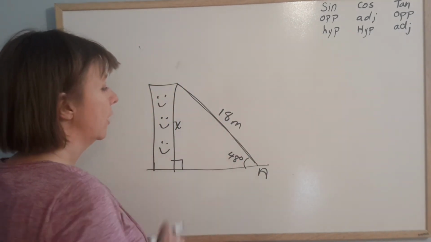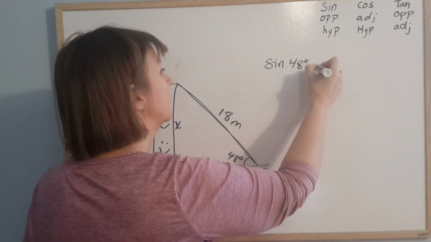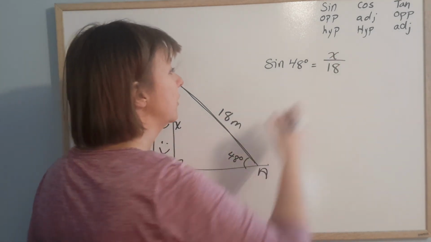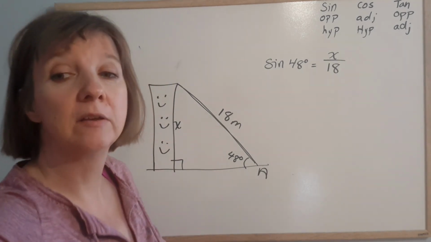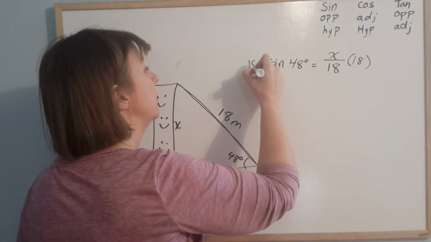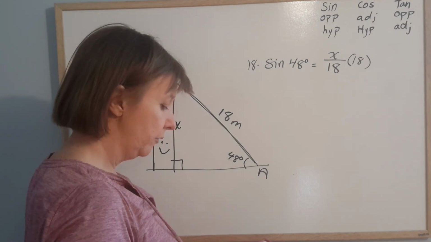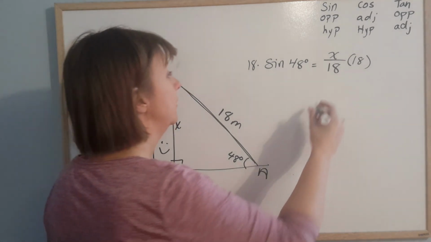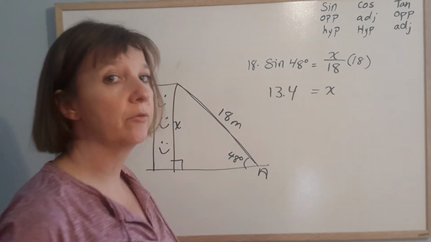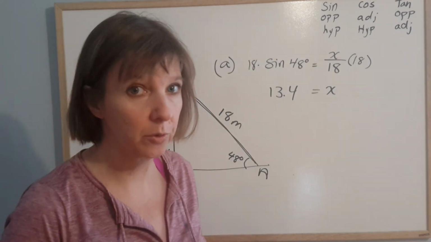So opposite over hypotenuse. So we say sine of my 48 degree angle is the opposite side, which I don't know, over the hypotenuse side, which is 18. So I'm going to multiply this side by 18, and I'm going to multiply this side by 18. So I'm going to have 18 times sine of 48 is 13.4. So the totem pole is 13.4 meters tall. So that's part A. That's what they wanted to know in the first question.